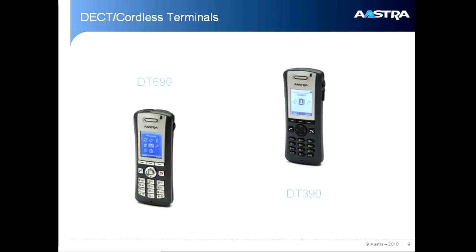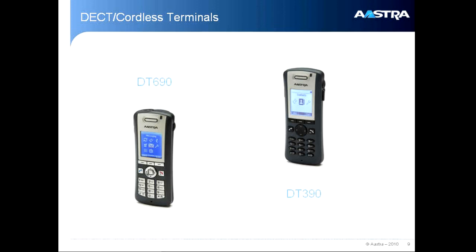Aastra DECT or cordless terminals are ideal for warehousing, retail, or simply for users who are mobile within the office environment. The DT690 and DT390 have a modern design, and the color display presents an intuitive menu that is easy to read and understand. The keys are conveniently positioned and the phone book can be accessed by a single button press. The 390 is a basic office model that is effective and functional.